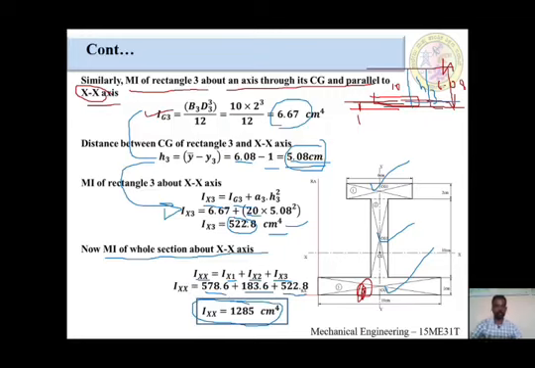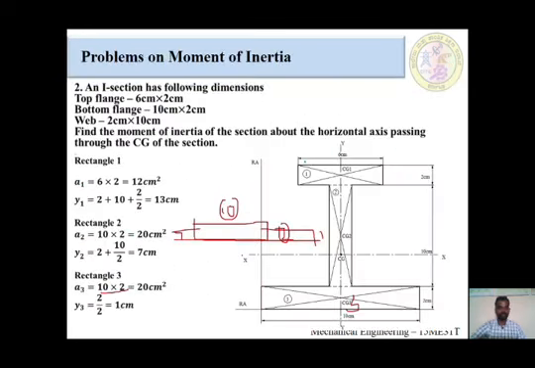Before moving to the next problem, I am going to glance once more. Firstly, we have to understand the question properly. In the actual problem, this much only they have given. We have to convert these things into this diagrammatic form. After that, we have to solve the problem. They have asked the moment of inertia of the section about the horizontal axis, only about the horizontal axis. For that reason, we only calculate Ixx through the CG of the section. This is the summary of the question.